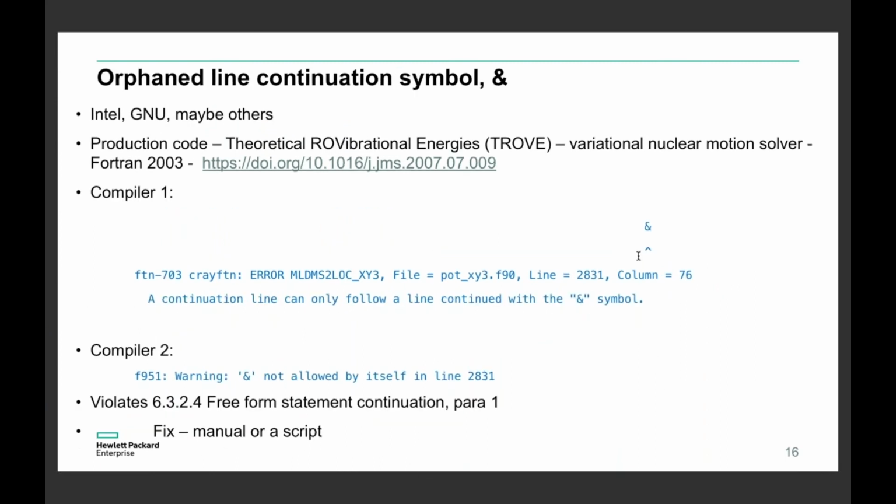This looks like a benign thing, an orphaned line continuation symbol, but still it's not valid Fortran. And again, there's no need for it. This probably comes from automated code generators of some kind, which are not very well written, and they spit out this continuation symbol even though there is nothing to continue. One compiler rejects this, the other gives a warning, but it's broken code. It violates this rule. This probably could be done with a script, although again there might be some corner cases, so a careful check would be needed.